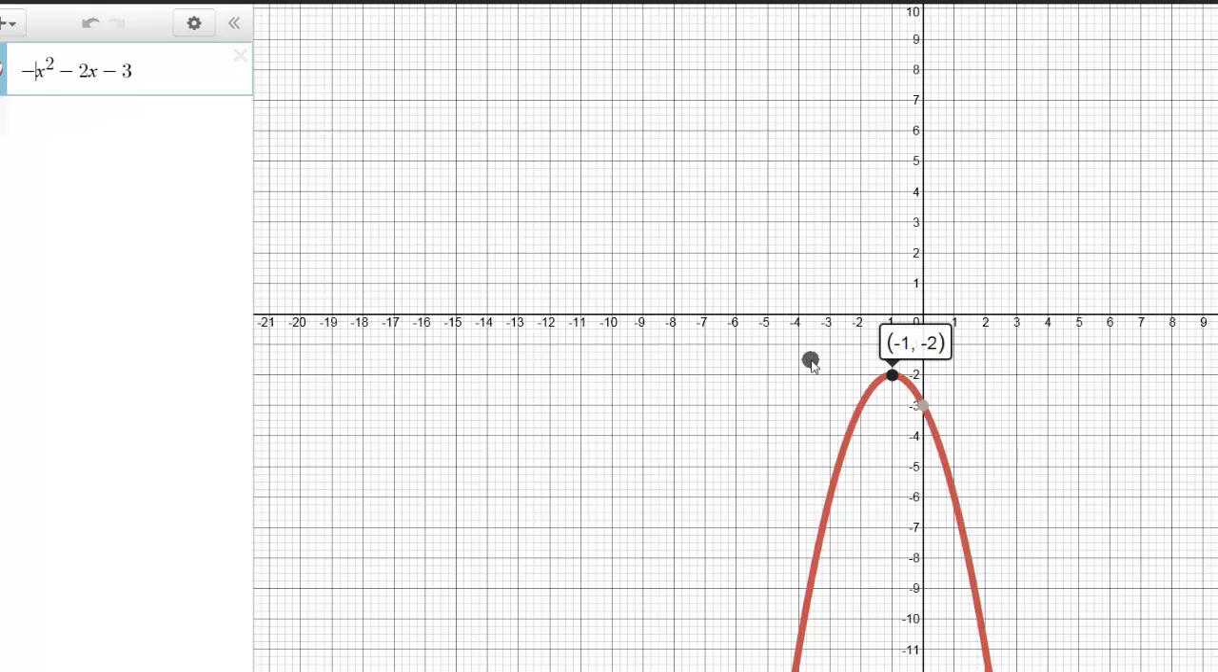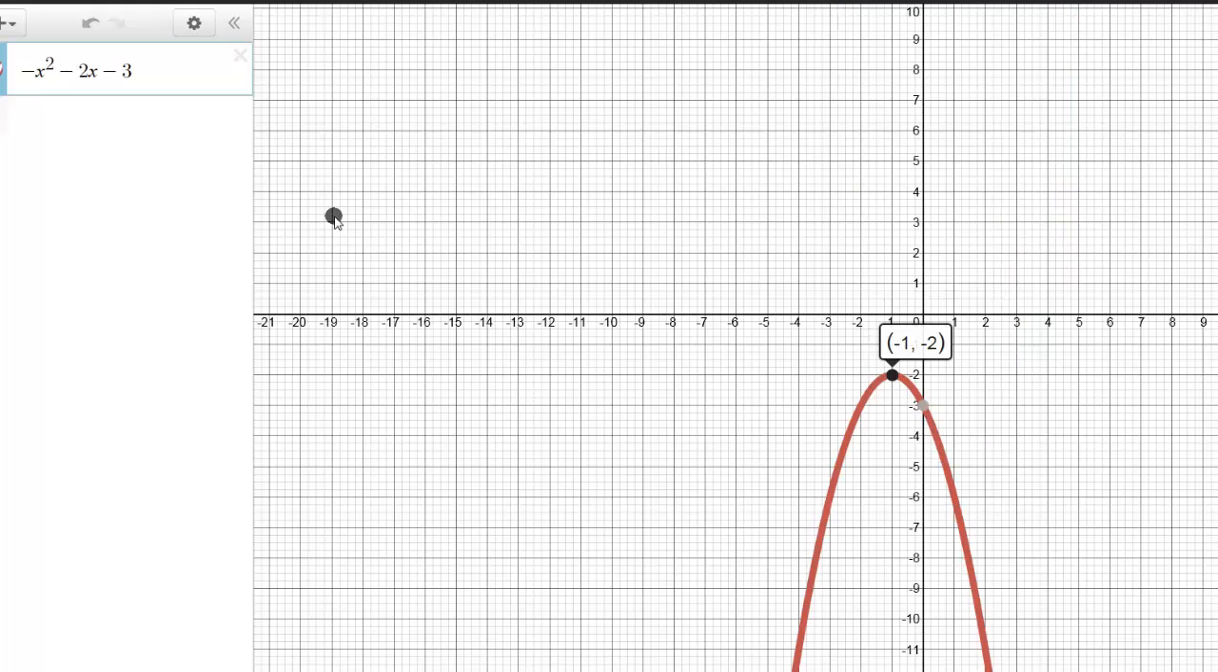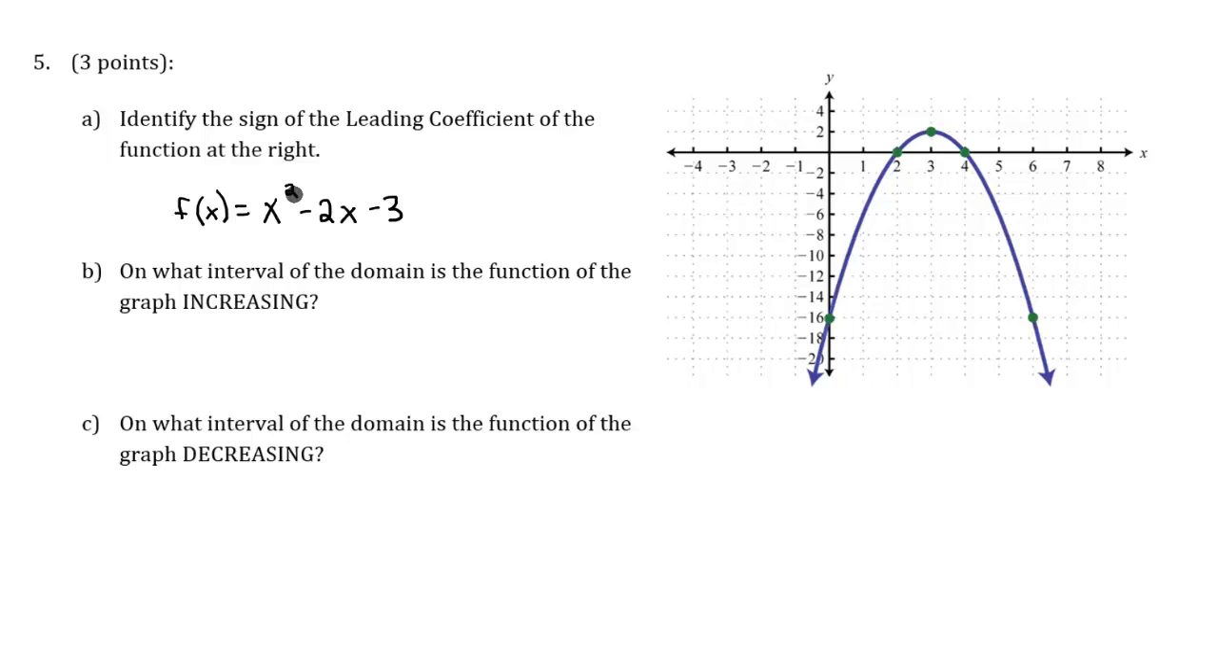When it becomes negative, it looks like my parabola flipped over. It wasn't a U anymore, now it's an arc. And if I take away the negative sign and make it positive, it goes back to being a U. So if I ever have a negative in front of my quadratic term right here, it ends up being flipped and looks more like an arc. So back to my question. This one is an arc, so the sign of my leading coefficient is going to have to be negative. Part B is asking us for the interval of the domain where the function is increasing.